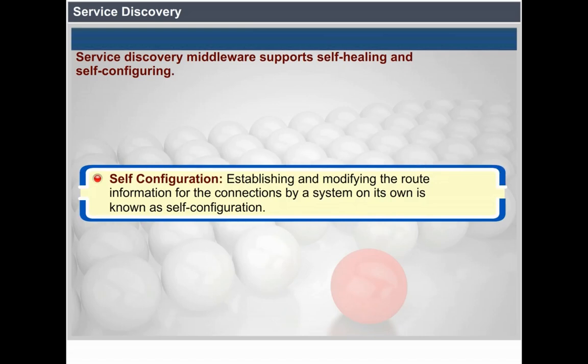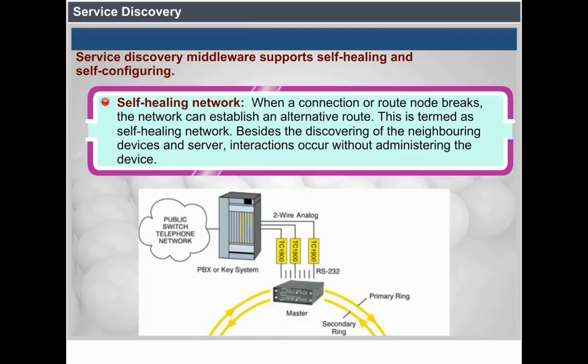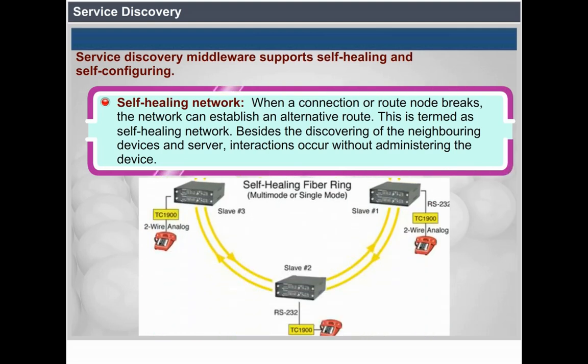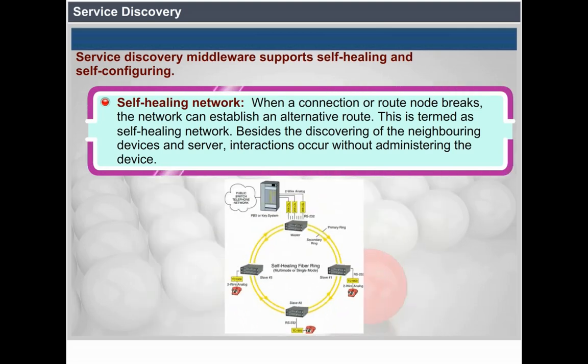Self-configuration means establishing and modifying the root information from the connections to a system on its own. A self-healing network means that the network can establish an alternative route when a connection or en route node breaks. The discovery of the neighboring devices and server and interactions are done without administering the device.